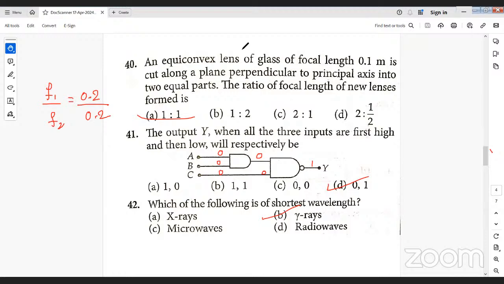Yes. So this completes the paper solving session. For your practice, we have taken the mock test paper so that you can remember some of the concepts here. So last few minutes are remaining for the exam. So please practice the formulas in physics.